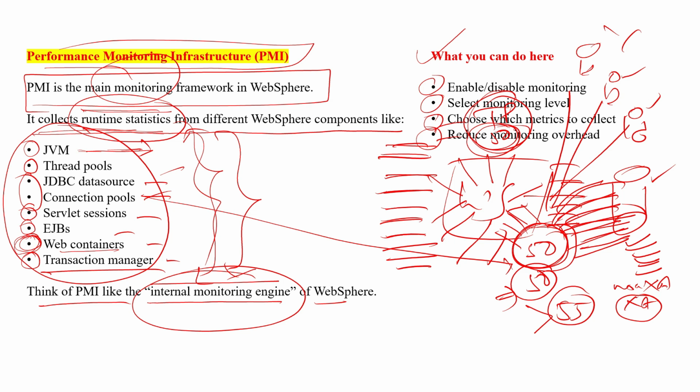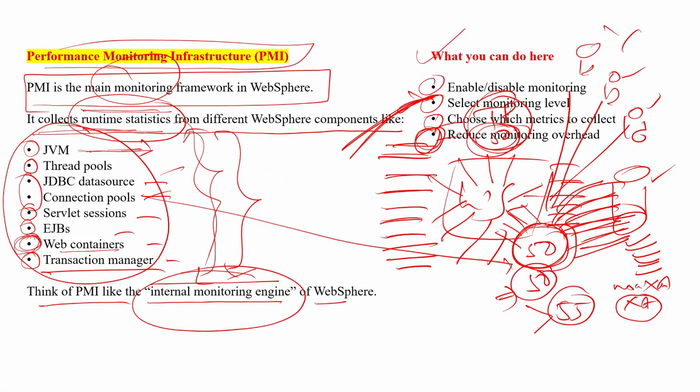So we do not always enable all of these. Sometimes, to reduce the monitoring overhead, we disable it, or when we enable it, we have different kinds of levels. A level defines how much data will be generated for a particular subsystem. So you can select the different monitoring level, and you can enable or disable this PMI. And you can choose which metrics are to be collected.